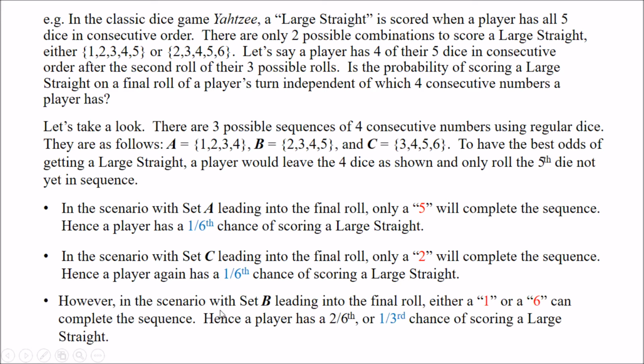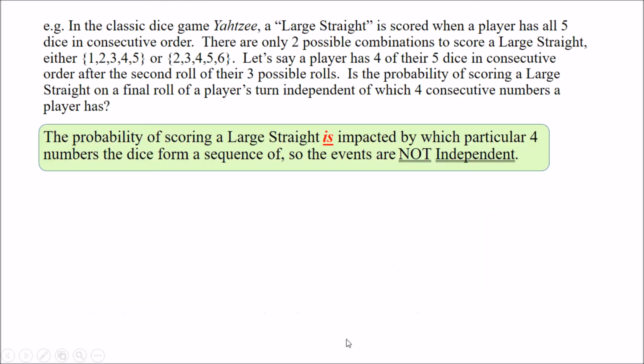However, in the scenario with set B leading into the final roll, either a 1 would complete the large straight, 1, 2, 3, 4, 5, or a 6, 2, 3, 4, 5, 6. So B leads to 2 opportunities on our last roll to complete the large straight. Hence, a player has a 2 out of 6 or a 1/3 chance of scoring a large straight. Therefore, the probability of scoring a large straight is impacted by which particular 4 numbers the dice form a sequence of. So therefore, the events are not independent.